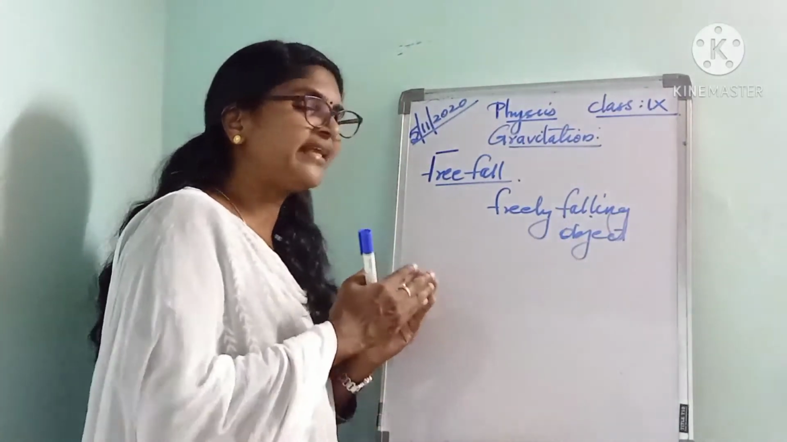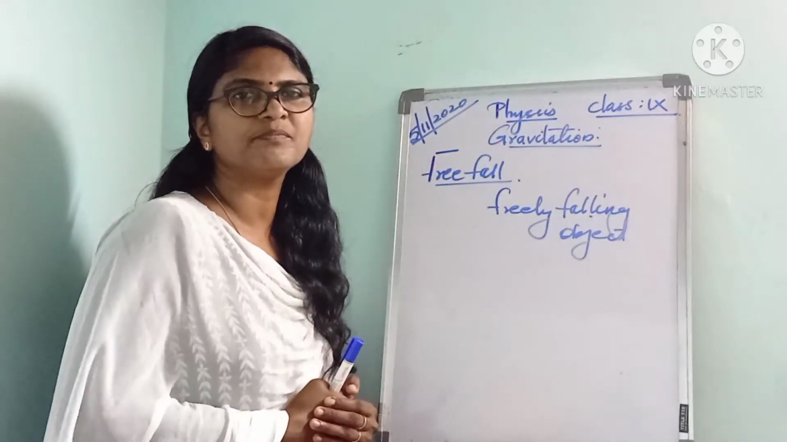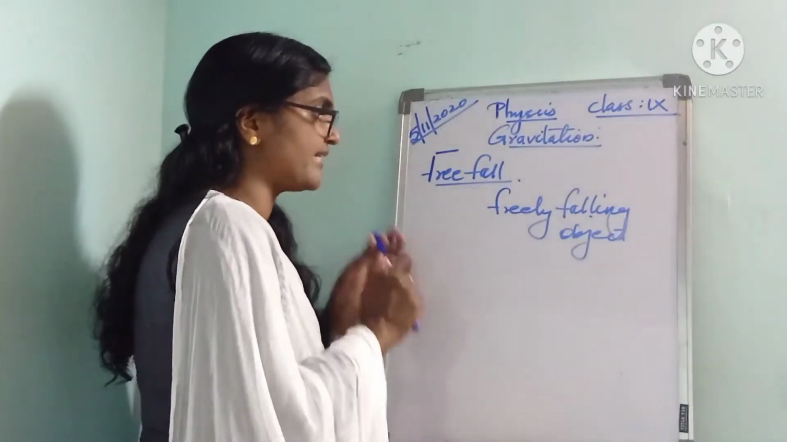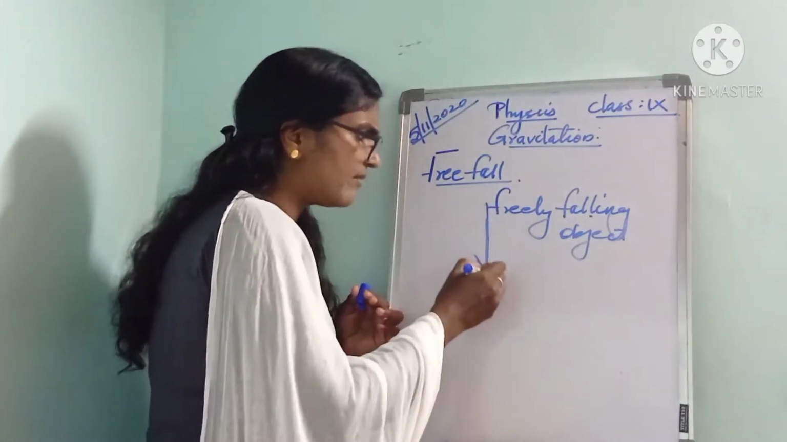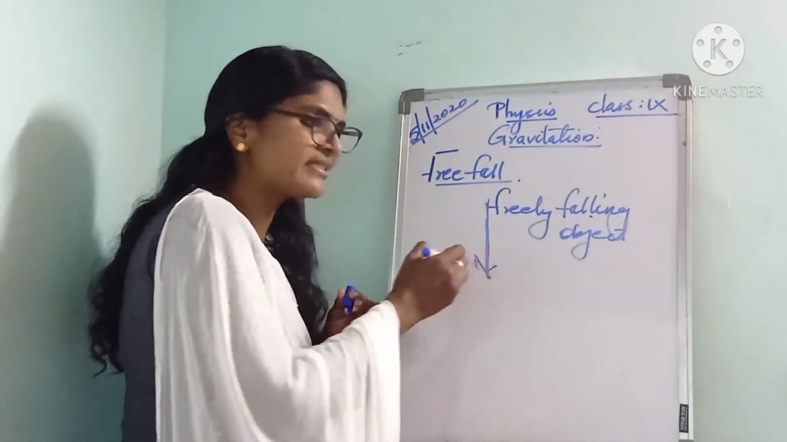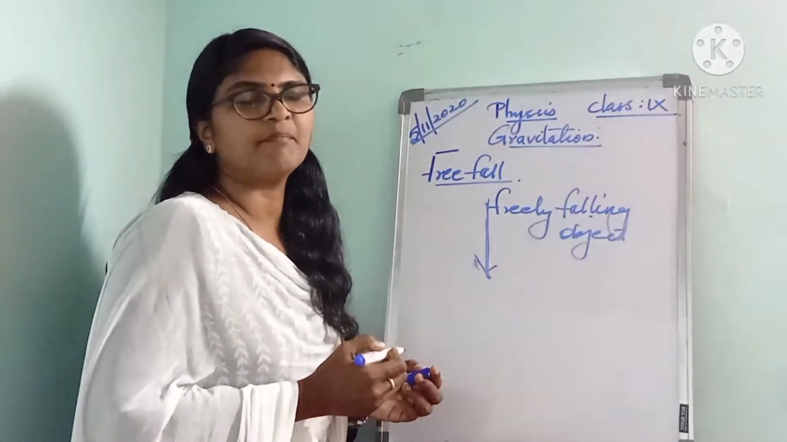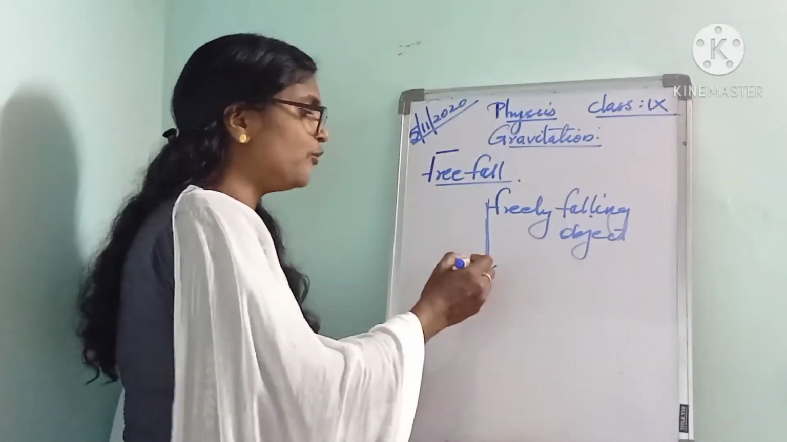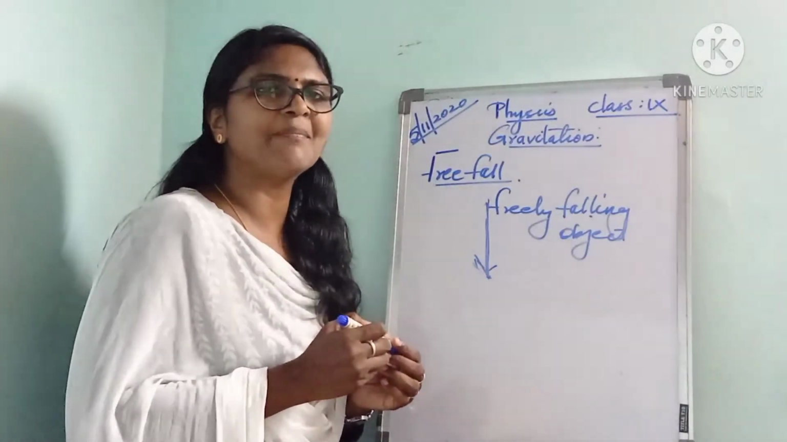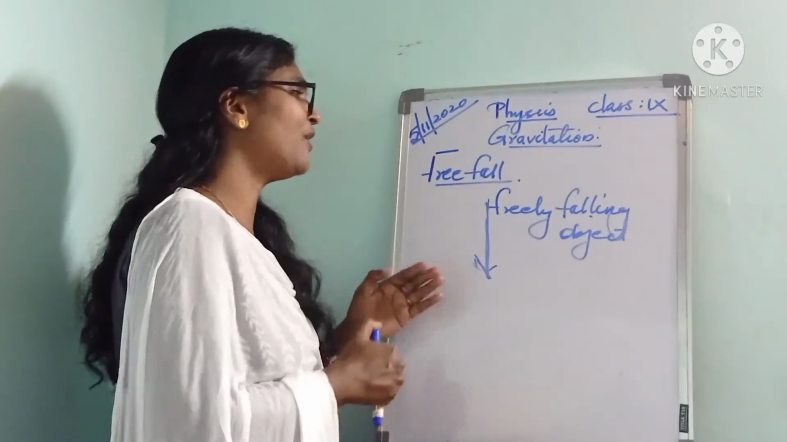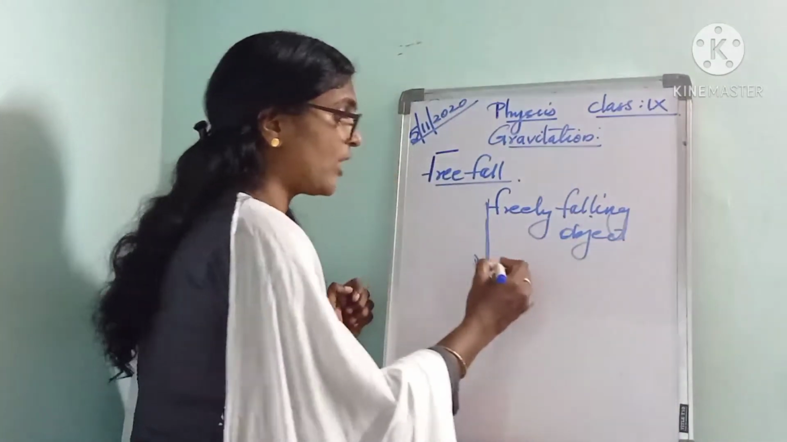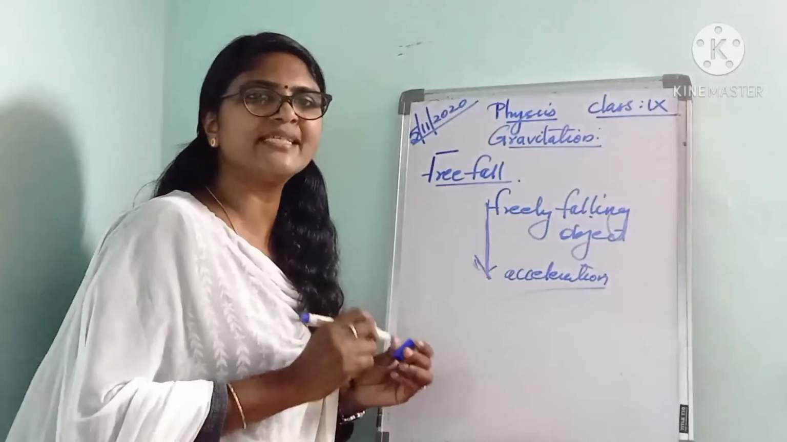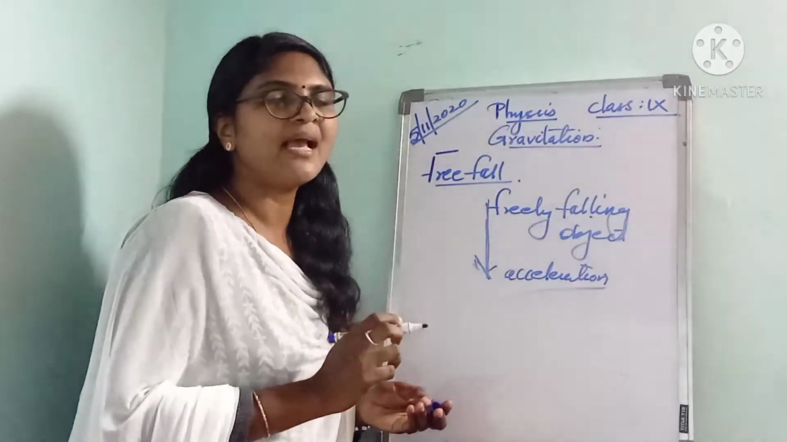Do you think there is any change in velocity? Let's see. When an object falls towards earth, its direction of motion remains the same. But due to Earth's gravitational force, the magnitude of velocity changes. Whenever there is a change in velocity, it causes an acceleration.